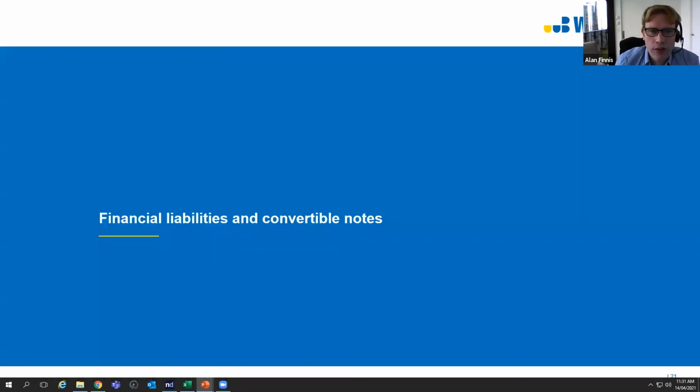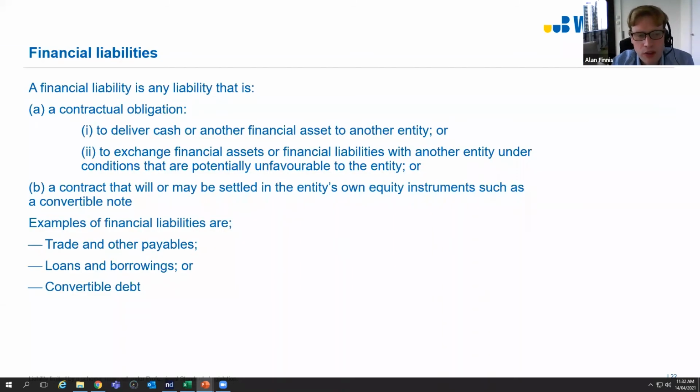All right, so that was everything I wanted to mention on financial assets. I wanted to do the second half of the session on convertible notes, and a little bit just on financial liabilities at the start. So it's just a definition of a financial liability for you there. Obviously, the key examples of financial liabilities are trade and other payables, loans and borrowings, or convertible debt.